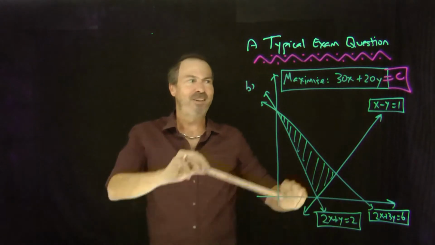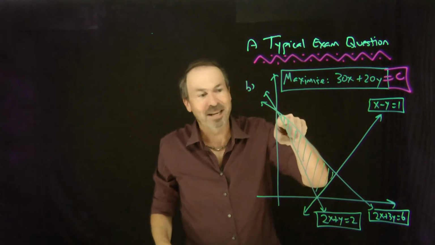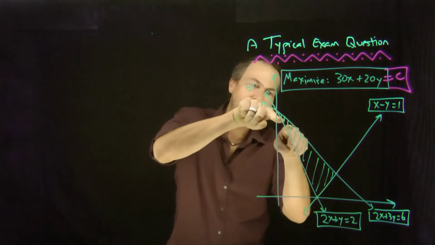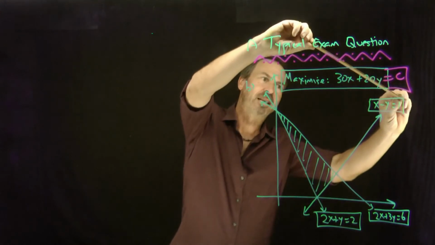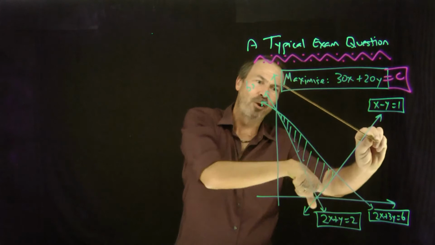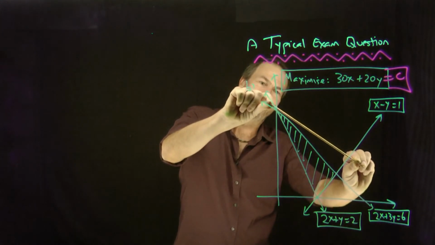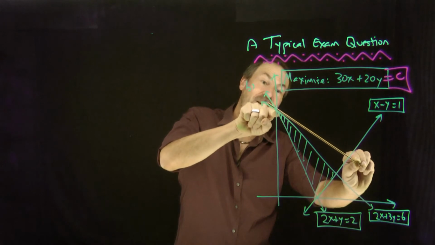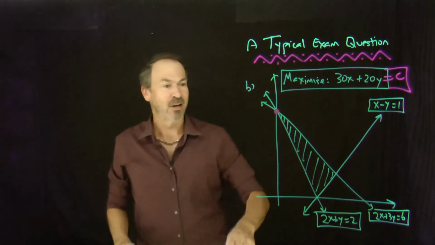So I want to know what's the biggest value of c I can have that touches this region. Which of these points gives me the biggest value of c? And you think about it, here's a big value of c, not very good, no points are touching it. Here's a slightly less big value of c, not very good, no points are touching it. Oh, here's a really big value of c, here's a good value of c, and it's got 1 point touching. In fact, you can see the corner is going to be the first point that touches the line.